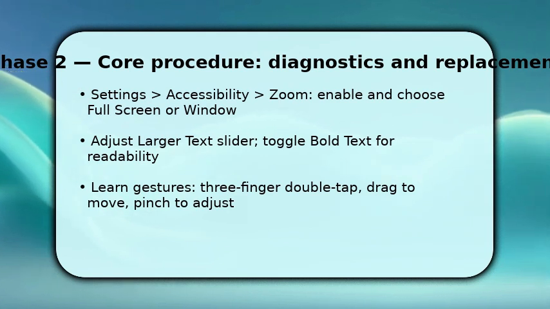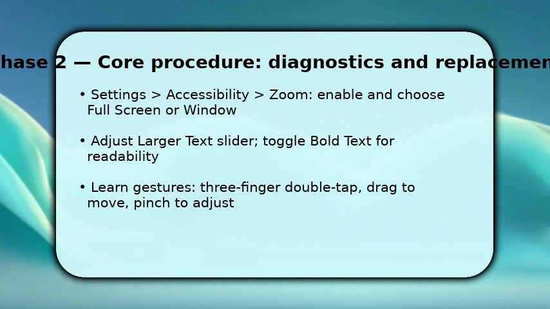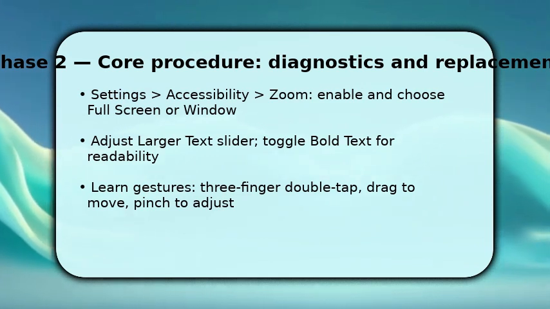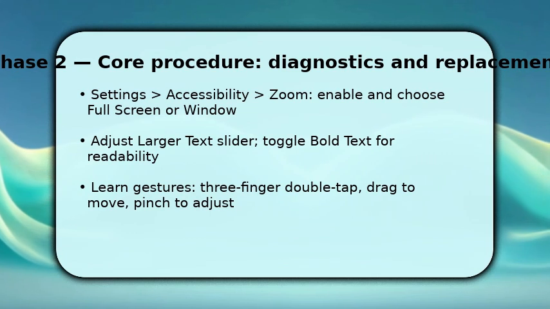Learn the gestures. A 3-finger double tap zooms in or out, drag with 3 fingers to pan, and pinch with 3 fingers to change zoom level. These let you control magnification.